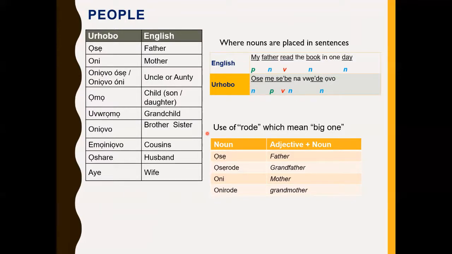You can see there some examples. We've literally picked relationships to introduce it. We could have picked any aspect of people, but it's better to start with the people around you. You can see we've got some words in English and the Urhobo equivalents. The first one is ose, which is father. Oni, mother.